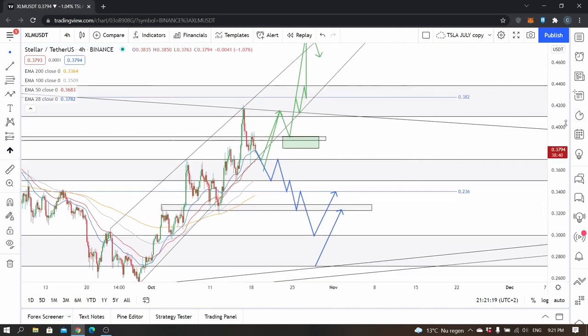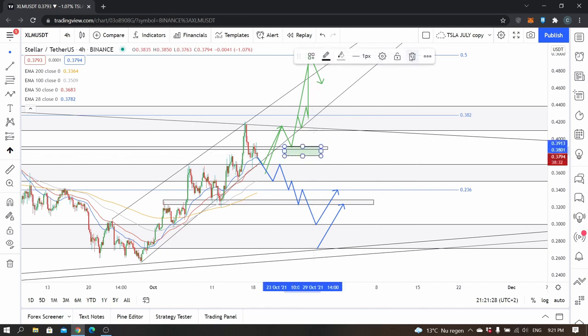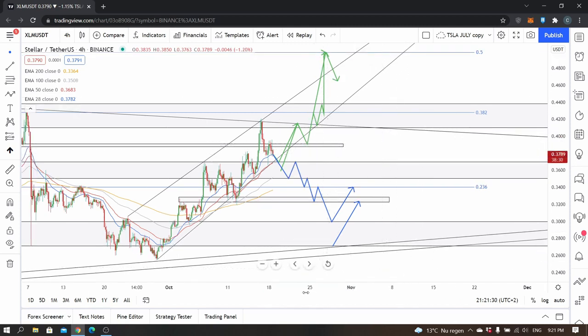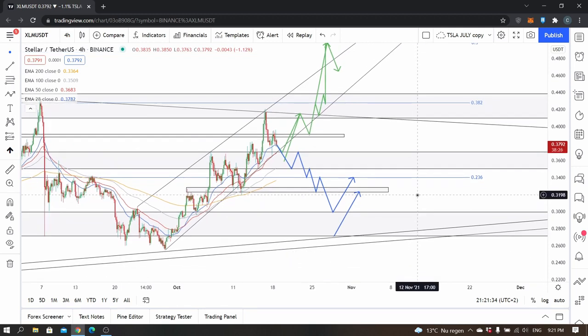So yeah, those are the two scenarios I think are most likely. I think they're equally possible. I don't really have a preference for one, but I just think that you should always have a plan for every move the market makes.